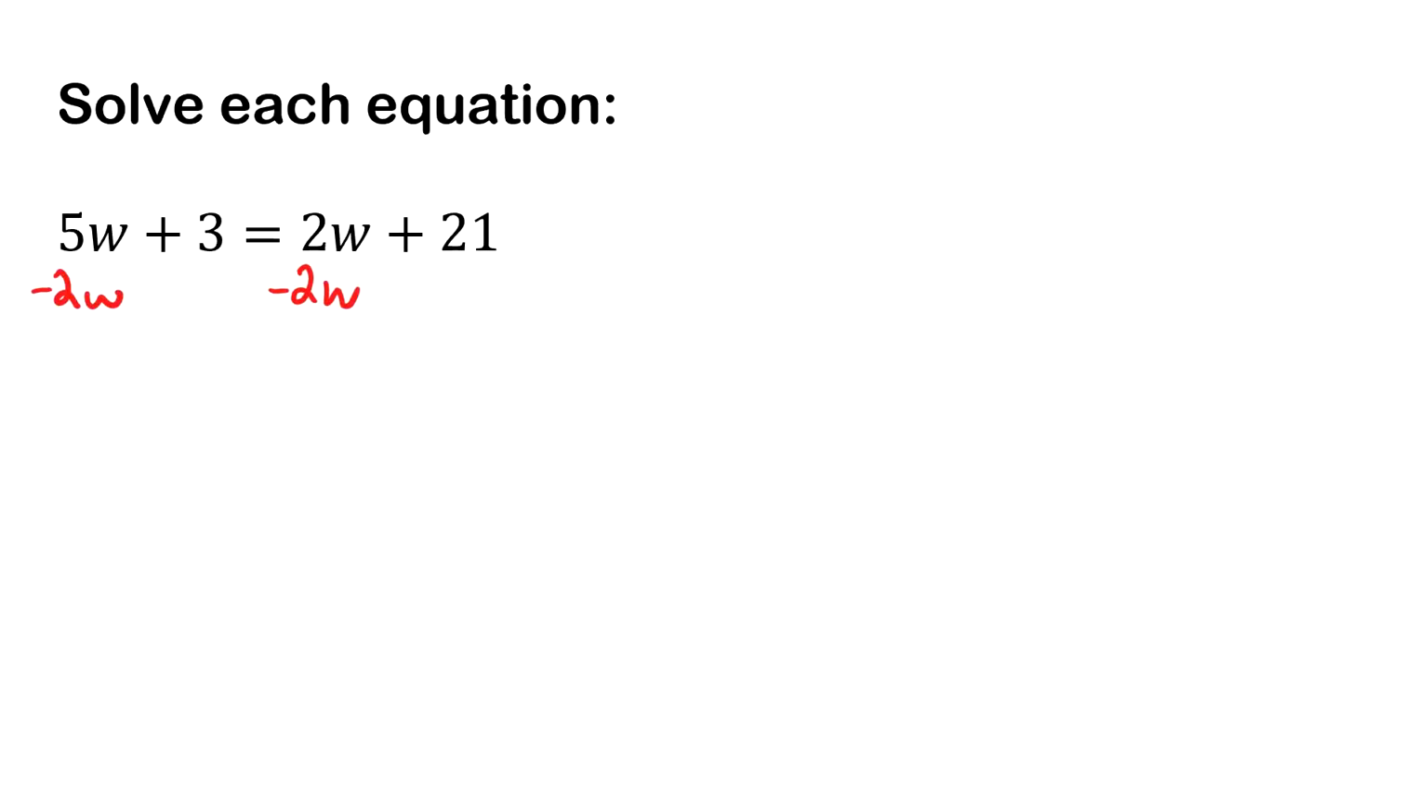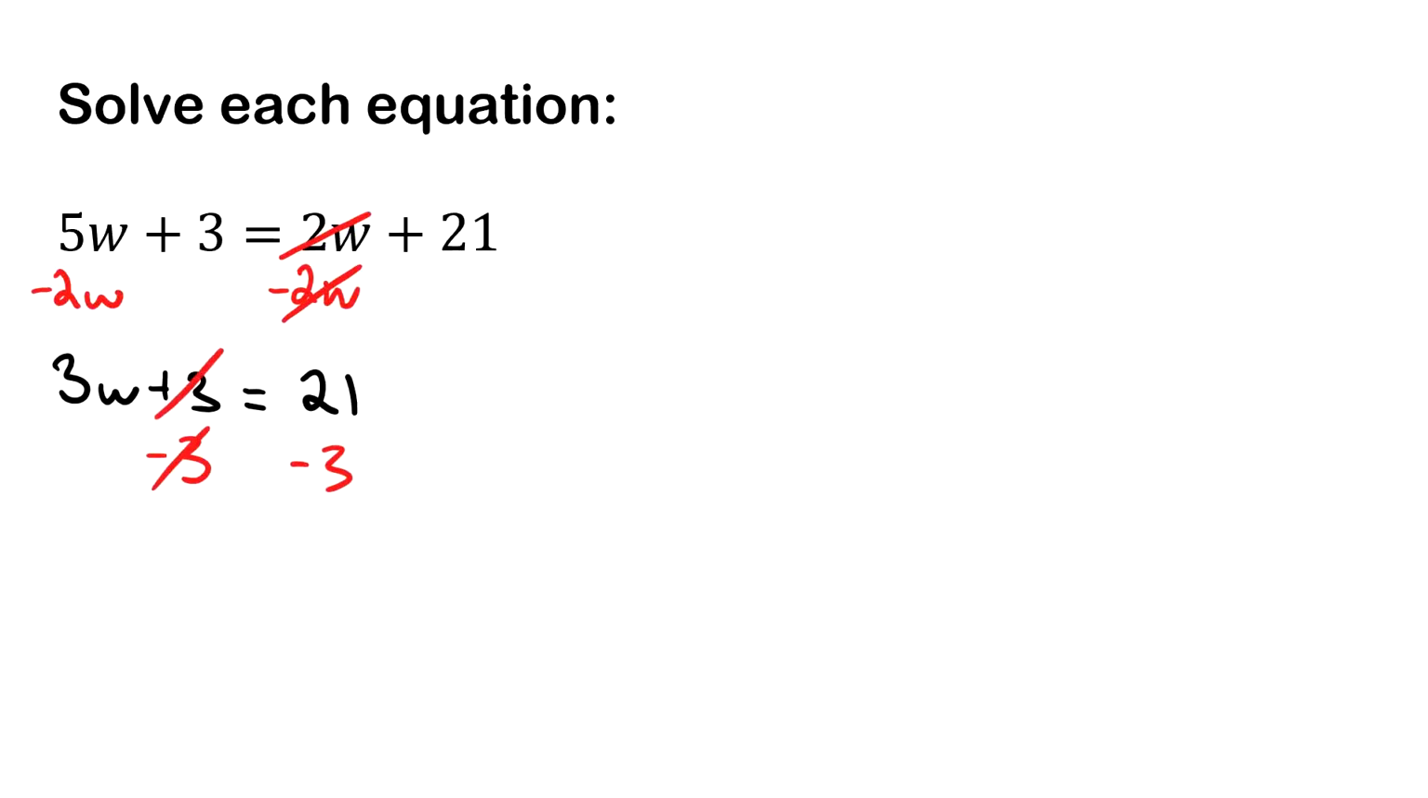So 2W take away 2W, they cancel out. So what happens is we get 5W take away 2W, which is 3W. That plus 3 remains. We haven't touched it, so it stays there. And then 21, we haven't touched it, it stays. Now we're going to get our normal numbers all over to the right side. So what I need to do is get rid of that plus 3. And the opposite of that is minus 3. So we do that to both sides.